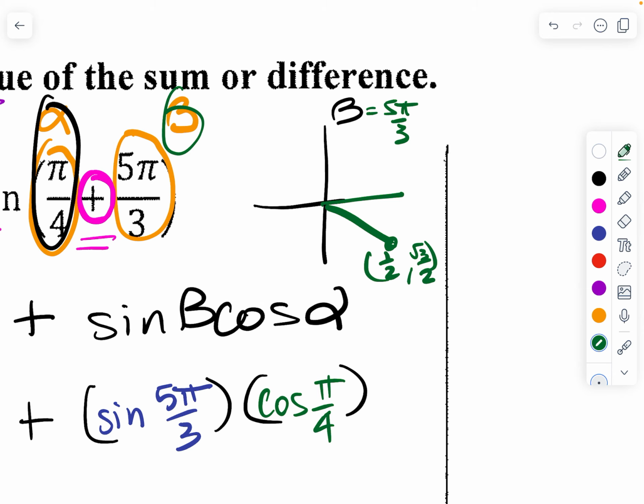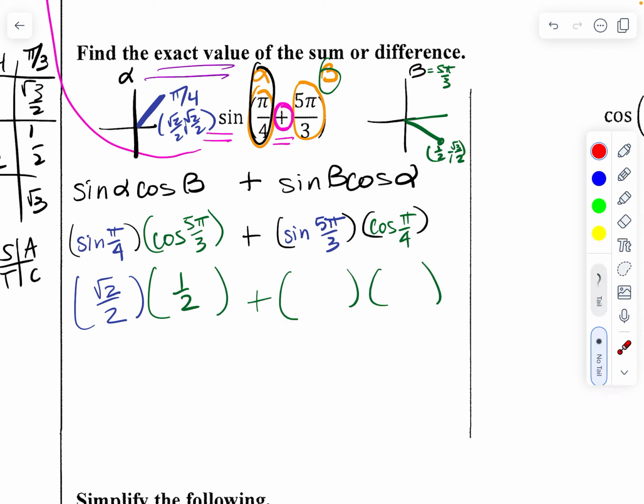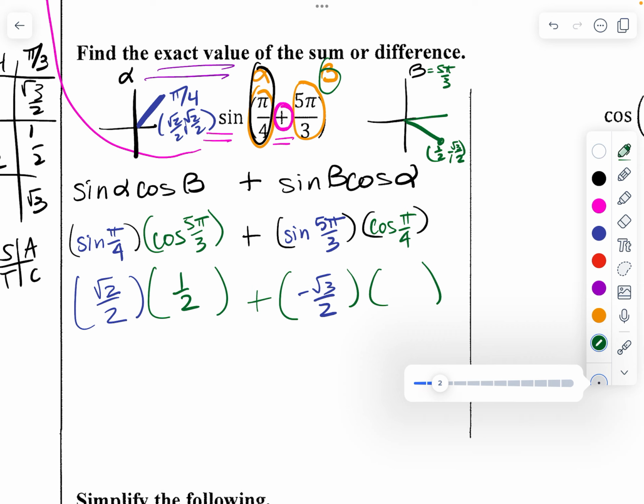And we know since it's in the fourth quadrant, x is positive and y is negative. So let's use that. So our cosine of this angle is 1/2. And then I know the sine of 5 pi over 3 is right here, negative root 3 over 2. And the cosine of pi over 4, we know is right here. Sorry, this one, first one, root 2 over 2.